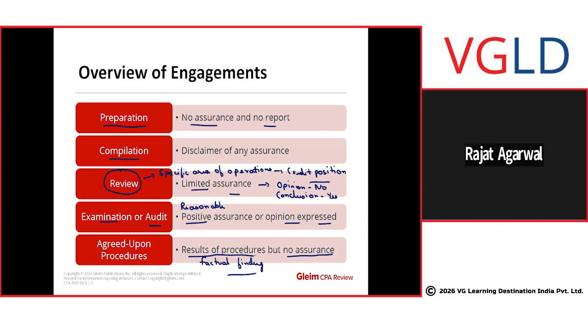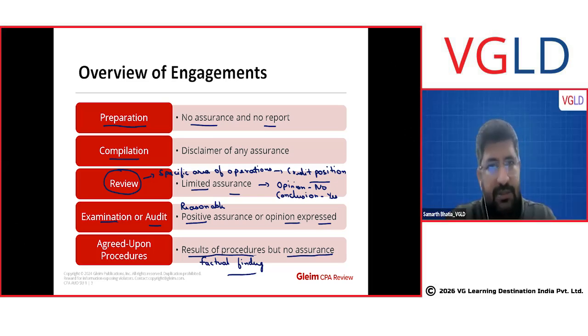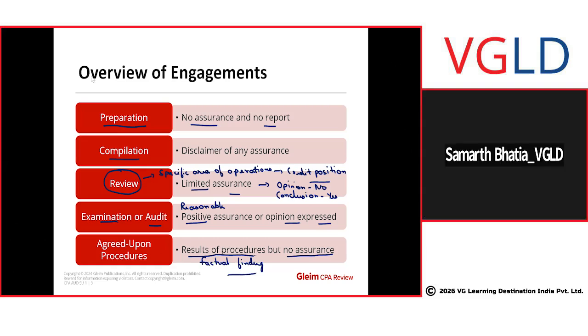Sir, just one question. Can we relate this review with the standalone quarterly results that can be declared by the listed companies? Yes, you can do that. Because ultimately in the interim reports also, we never get the reasonable assurance. You can connect it. Okay, sir.